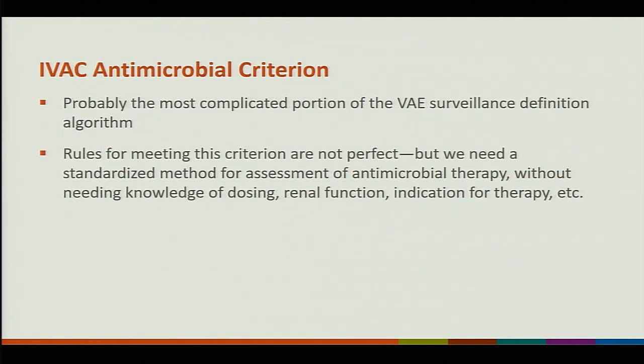Now, once you fully understand daily minimum values and you have the baseline and worsening concepts figured out, the antimicrobial criterion is probably the most complicated portion of VAE surveillance. This is not a perfect definition, but we need a standardized way for facilities to collect this data without having to spend a lot of time scouring charts looking for evidence of renal dosing or indications for therapy, things like that.